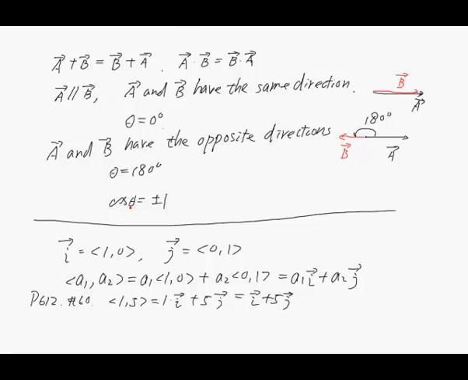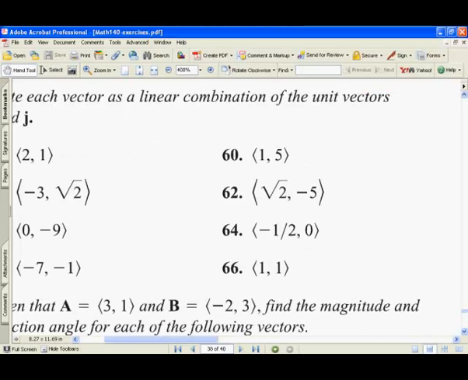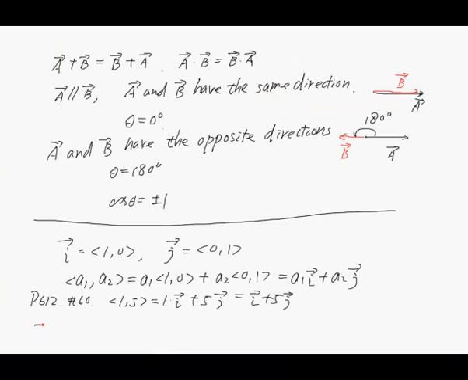Now let's look at another one. Look at problem 62. So in 62, we have the vector root of 2, negative root of 5. So we need to write this as a linear combination of i and j. So actually, by this formula, you have root of 2 times i plus negative root of 5 times j. So this is equal to root of 2 times i minus root of 5 times j.